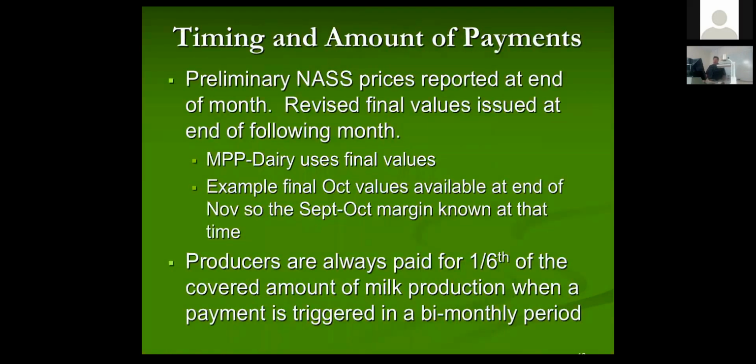The NASP prices are reported at the end of the month. The revised final values are issued at the end of the month. Right now we're almost getting toward the end of September already. The August report, which covers the July-August two-month period, has a final number that is not known to the public until the end of September. So on October 1, we'll know what the price actually is for the July-August time period. Then the payments can be made accordingly at 1/6 of whatever the annual number is for that time period. All right, questions on that?